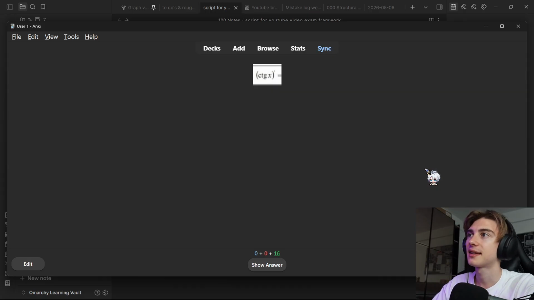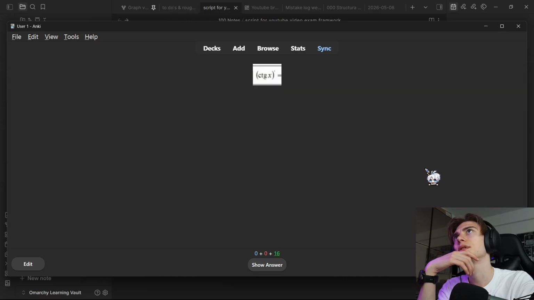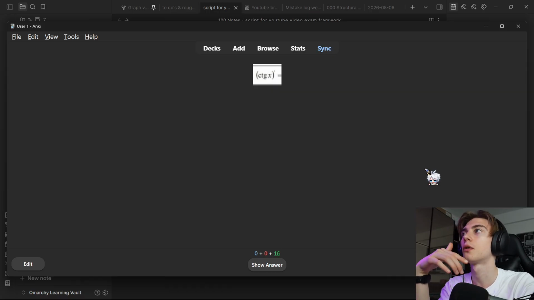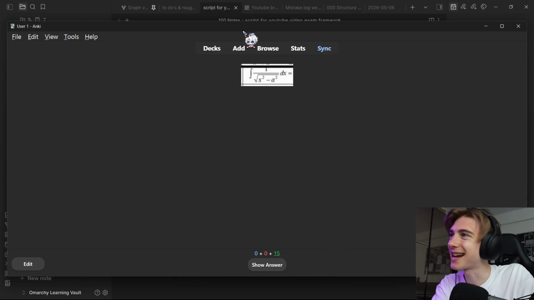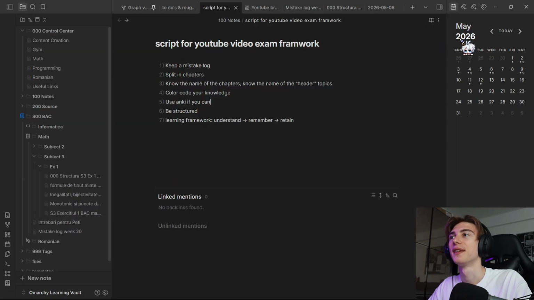Wait, cot 10, that must be like sin cos minus sin minus 1 over sine squared x. Let's go. Good. You know, it's kind of fun. It's kind of fun to do them.